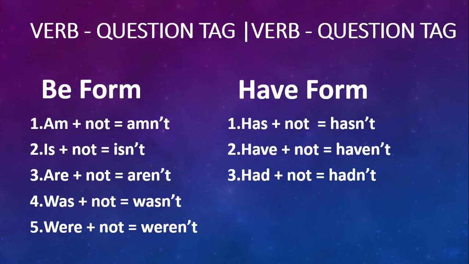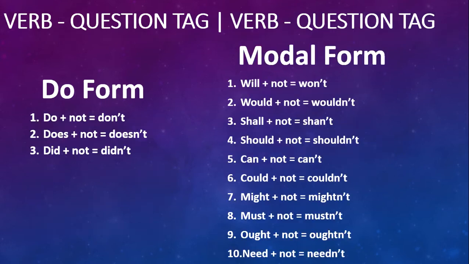So I am applying am plus not. Am apostrophe T. Is plus not, isn't. Are plus not, aren't. Was plus not, wasn't. Were plus not, weren't. Have form verbs: has plus not, hasn't. Have plus not, haven't. Had plus not, hadn't. Here, do form and modal form. Do plus not, don't. Does plus not, doesn't.